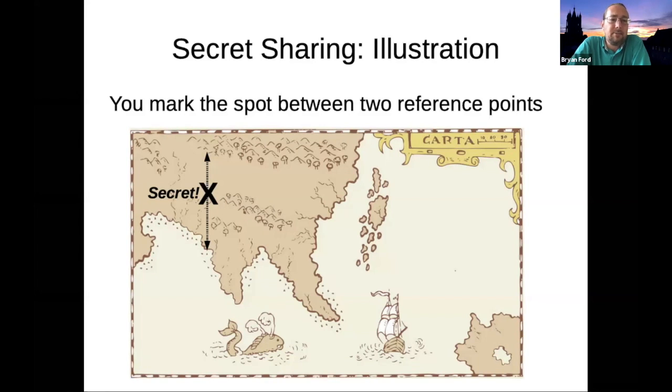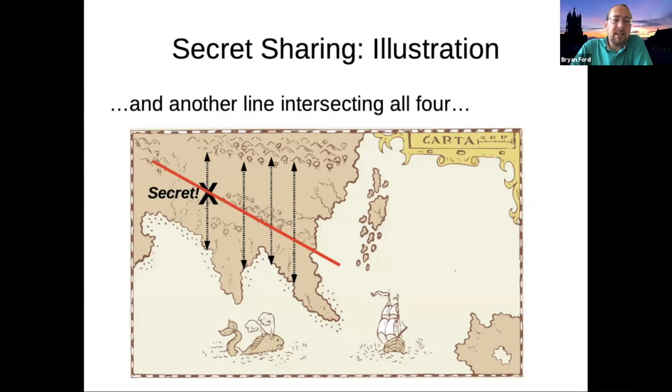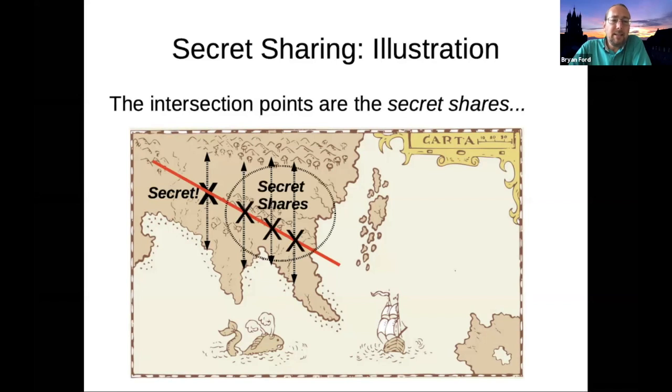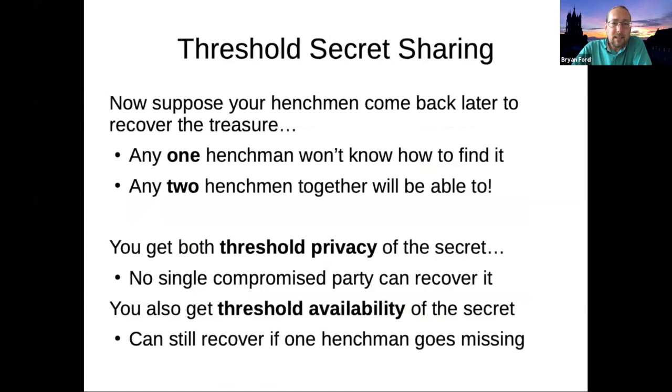You find 2 reference points with the X on the line between them. You draw that line on the map, and then you find some reference points to draw 3 more lines, approximately parallel to it, right? You draw another line that intersects all of the existing lines, and at exactly the intersections, you mark 3 X's. Now, the positions of those X's are your secret shares. You make 3 more maps to give to each of your 3 henchmen, each map showing only one of those secret share X's, right? So if you think of it very simply, you'll see that with just one of those secret share maps, if one of the henchmen goes back to find your treasure, they won't be able to. But any 2 henchmen will be able to, right?